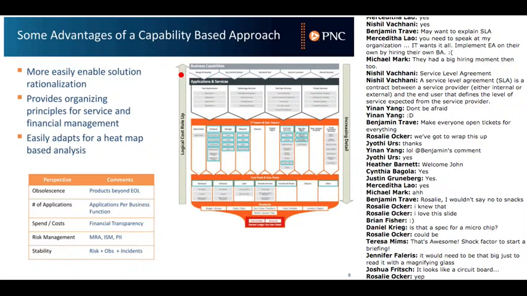Looking here to the right, what I'm showing here is actually borrowed from the Technology Business Management organization.